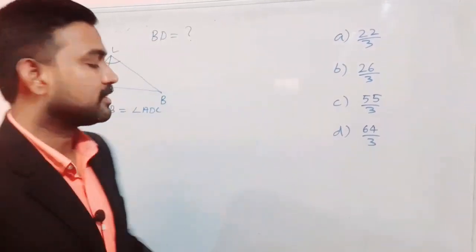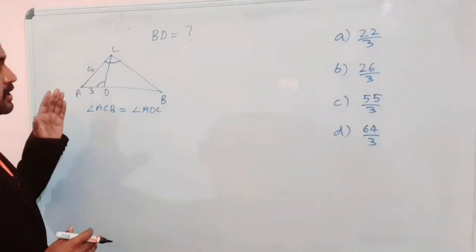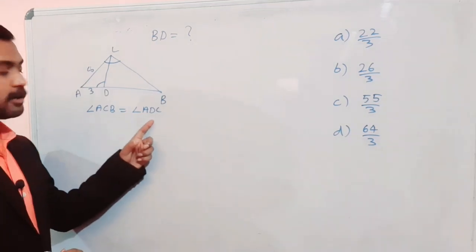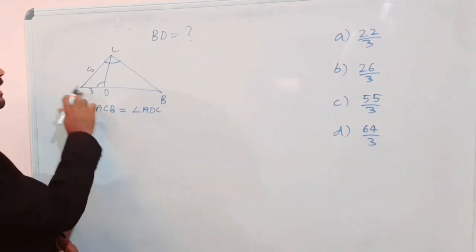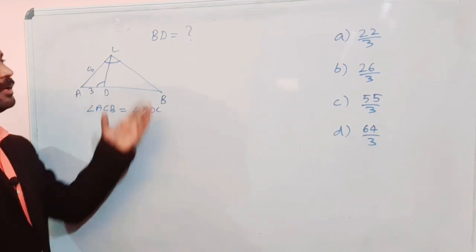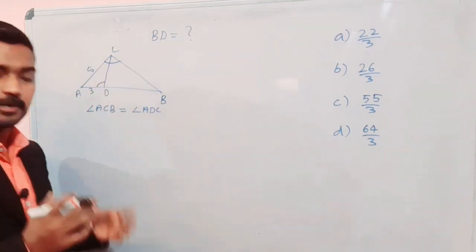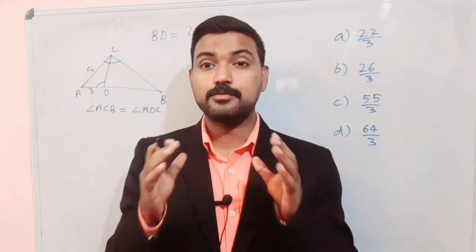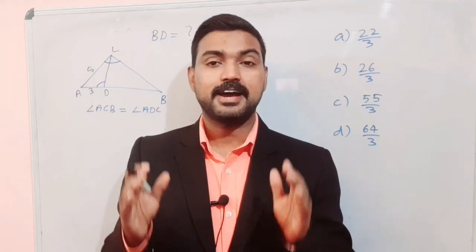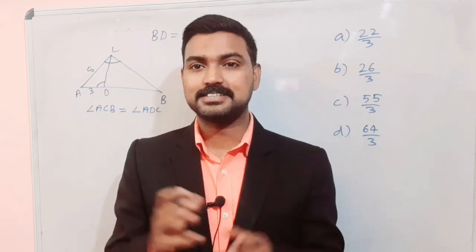In this question, a figure is given. In this figure, angle ACB is equal to angle ADC, and it is given that AC is equal to 8 cm and AD is equal to 3 cm. Then find the value of BD. That is the question. So my dear students, when we get a question related to triangles, we have to recall the chapter triangles, where we studied similarity criteria.